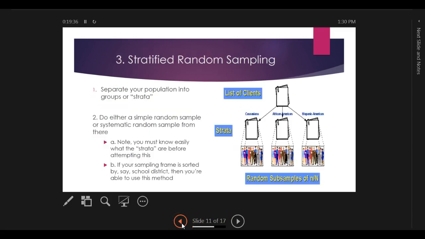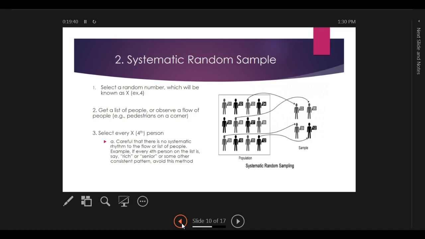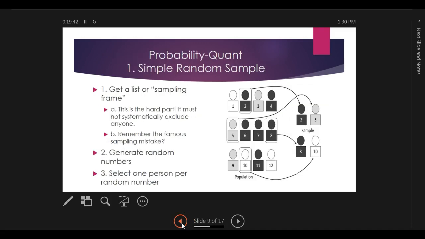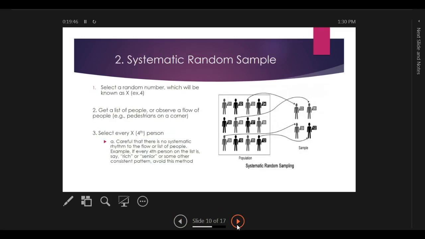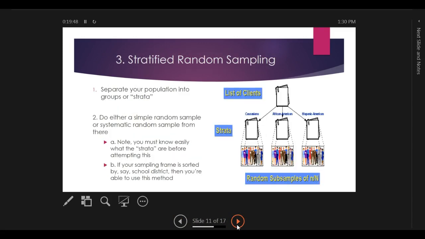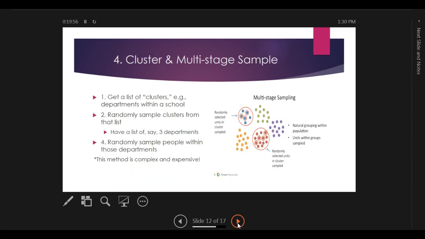So clusters, stratified, systematic, and simple. Simple, it's simple. Systematic, you're following a system. Stratified, you layer, then randomly select. And cluster means you're clustering and then randomly selecting from clusters.